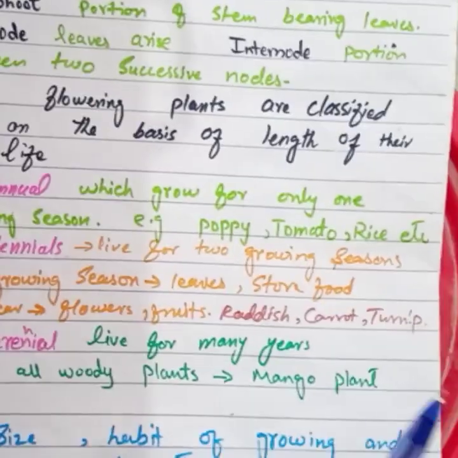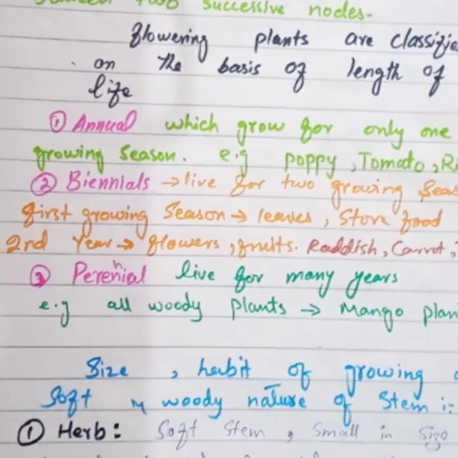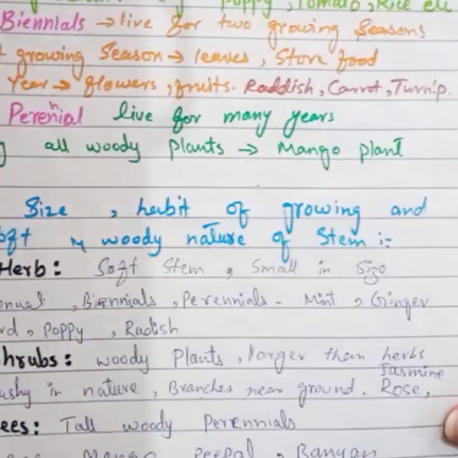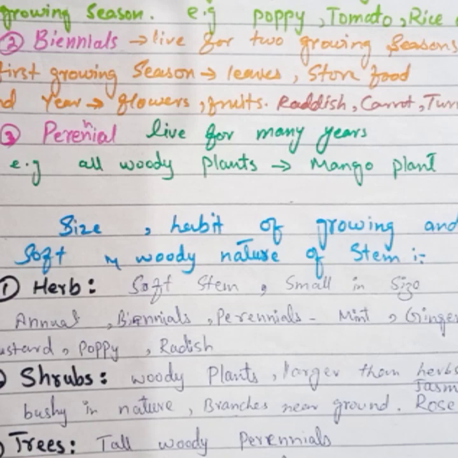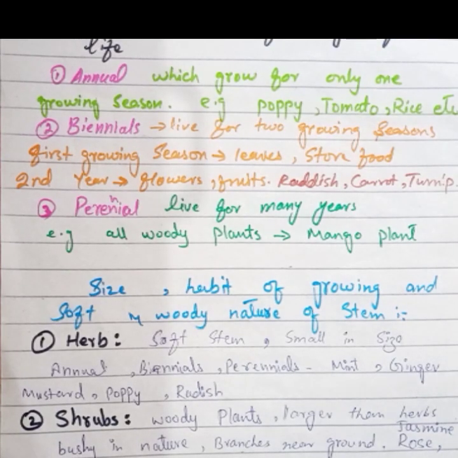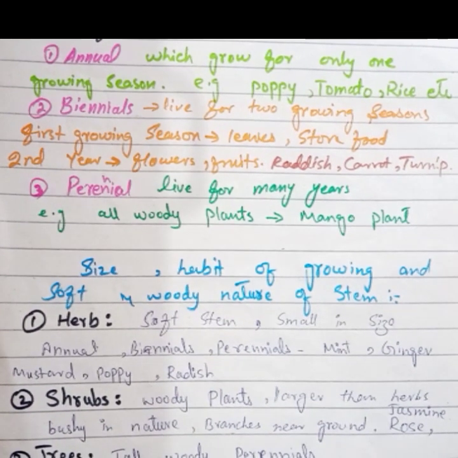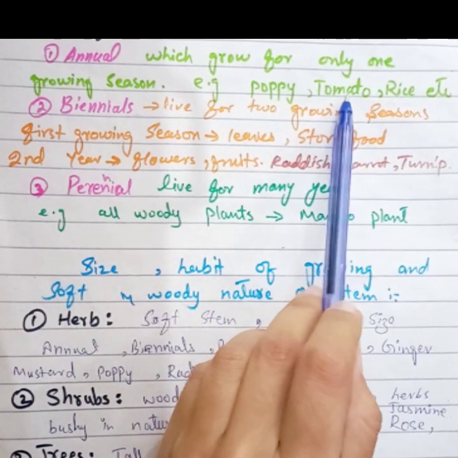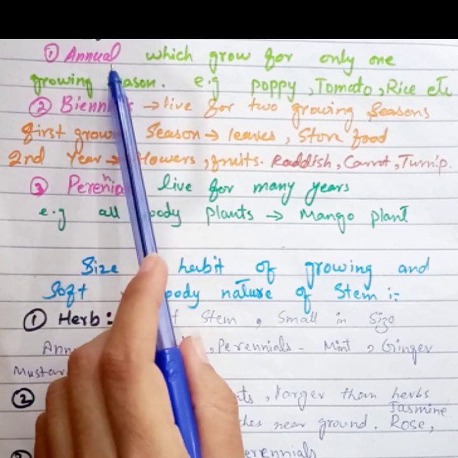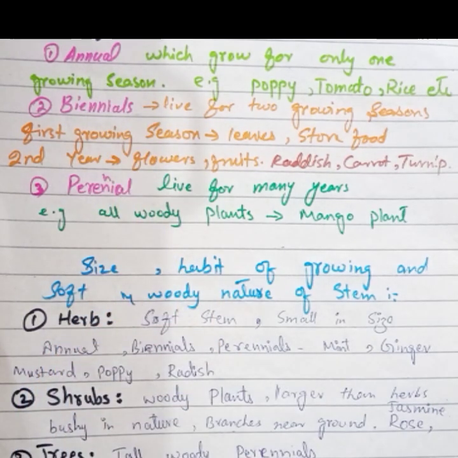Okay. Now we will classify the flowering plants on the basis of the length of their life. So there are three main types. The first one is annual. Now let's see what is an annual plant. Annual are those plants which grow for only one growing season. Okay, these plants will live for only 1 year. Such plants which grow for one growing season and new plants are produced by the seeds formed by these plants. For example, we have poppy plant, tomato, rice, etc. All these are called the annual plants. So the basic logic behind the annual plant is that it will have only 1 year to live.